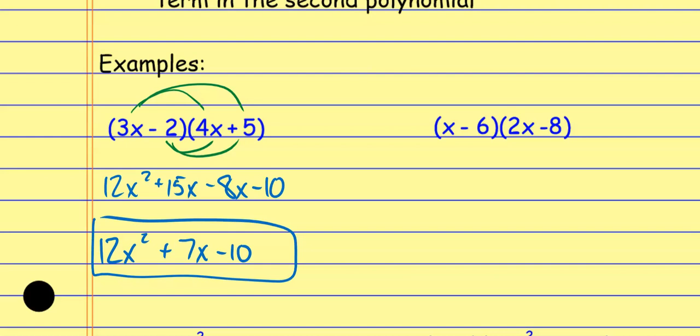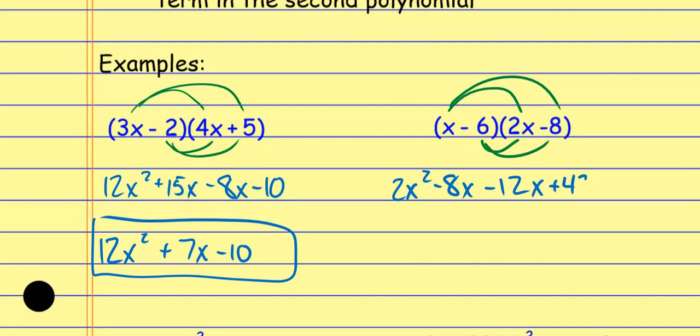I'm going to take the x and distribute it. So I'm going to distribute the x. And I always write down those terms as I distribute. So x times the 2x is a 2x squared, and then the minus 8x. Now I'm going to distribute the negative 6. When I distribute the negative 6, that's a negative 12x and a plus 48. And I'll combine like terms.